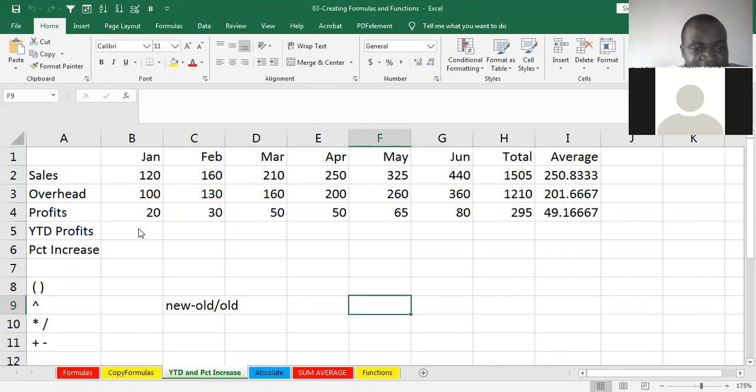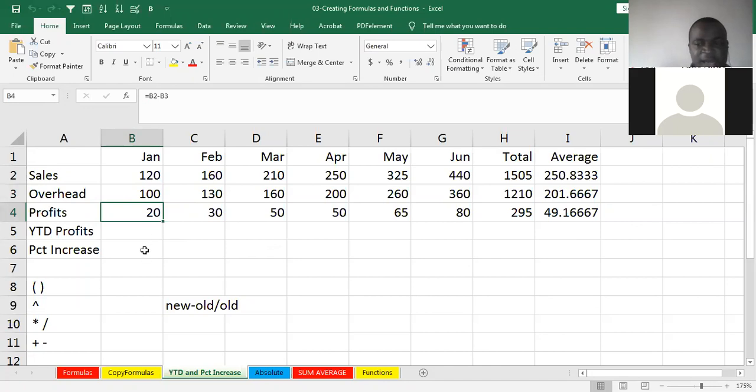This is a sales table. You are seeing the months from January to June, the sales that the organization made from January to June. And we're also seeing the overhead. Like in January, they made sales of 120, whether in millions of dollars or what. Then the overhead was 100. The profit of course is 20.